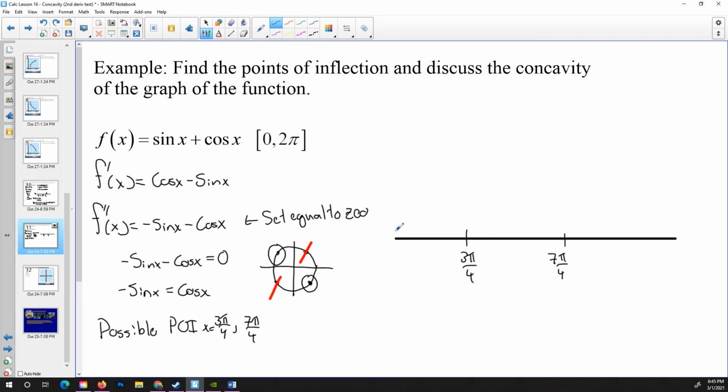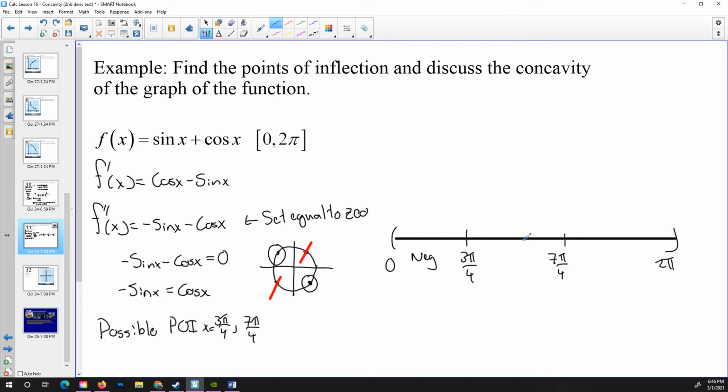Let's try and make it easy on ourselves. Let's choose something a little bit smaller than 3 pi over 4, because we have to stay in 0 to 2 pi as our interval. So let's pick pi over 2, all right? And so at pi over 2, the sine is positive 1 and the cosine is 0. So I get negative plus 0, which is going to make this one negative.